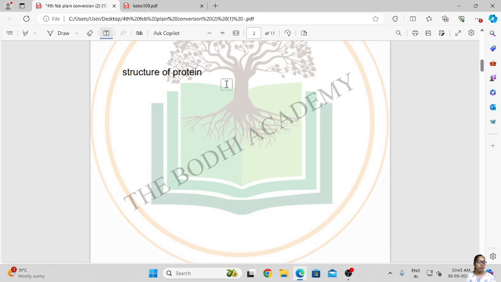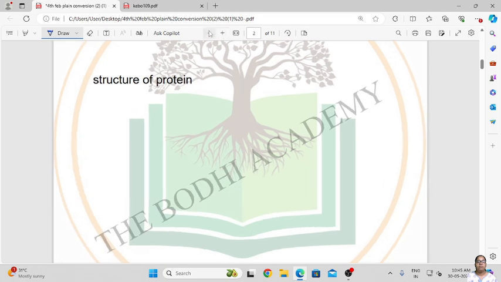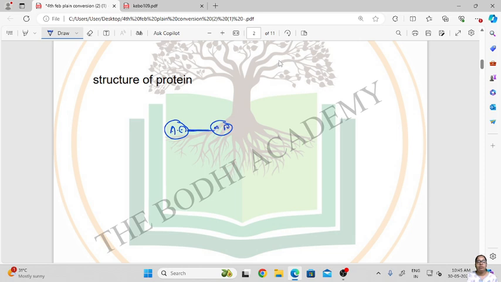So proteins we all know, it is made up of amino acid, and if this is an amino acid, there are various types of amino acids and they are held by polypeptide bonds. So this chain of amino acid which is held by polypeptide bond is called as protein.